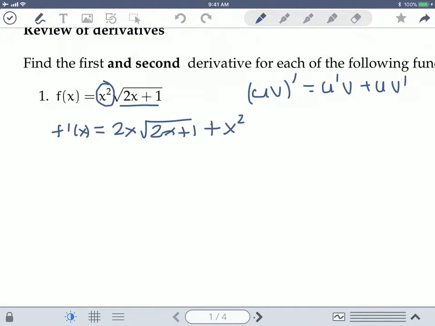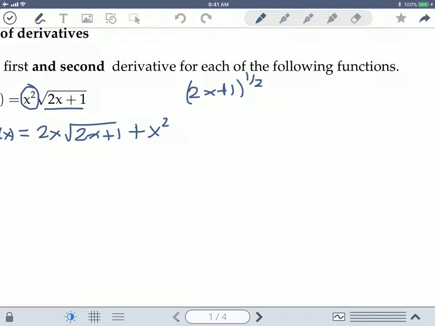I think of this guy like 2x plus 1 to the 1/2, right? That's the trick to do these. So let me erase this. I'm going to think of it like 2x plus 1 to the 1/2. I think it's called the generalized power rule. So the derivative of this thing, let me write like this, is just the 1/2 comes down, then 2x plus 1 to the negative 1/2 because it's to the minus 1. And I'm not done yet.